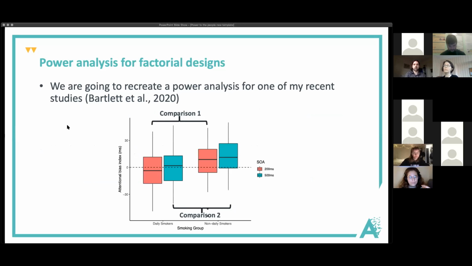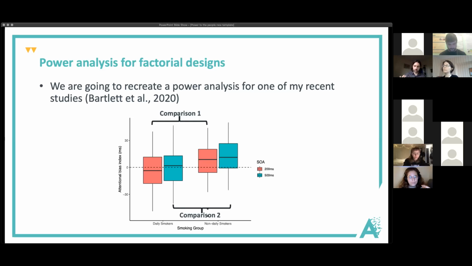What we are going to do is recreate a power analysis I did for one of my studies. So I had a 2x2, oh, thank you, Elena. I had a 2x2 mixed design. This was the last study I did in my PhD, and I was comparing daily and non-daily smokers.